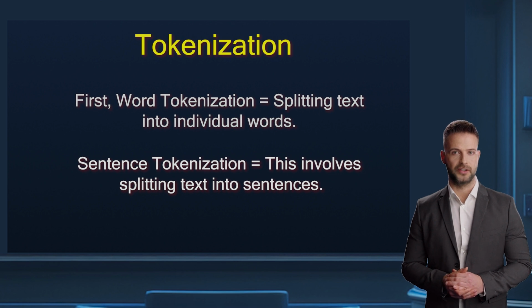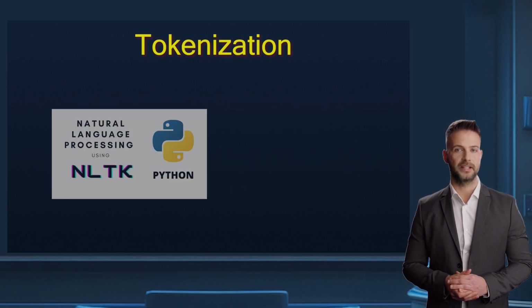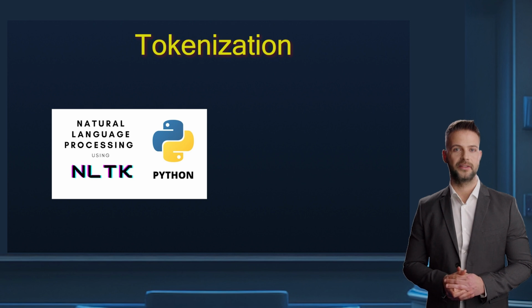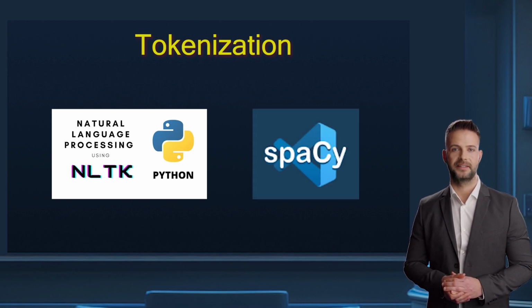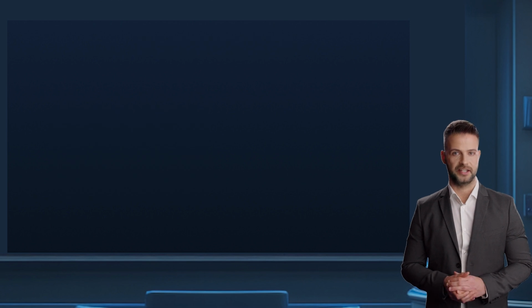So, understand that tokenization can be performed using various libraries in Python, such as NLTK, which stands for Natural Language Toolkit, and another called spaCy, spelled S-P-A-C-Y. These libraries provide built-in functions to easily tokenize text. Oh, we do like easy. That is tokenization. There is also stemming.